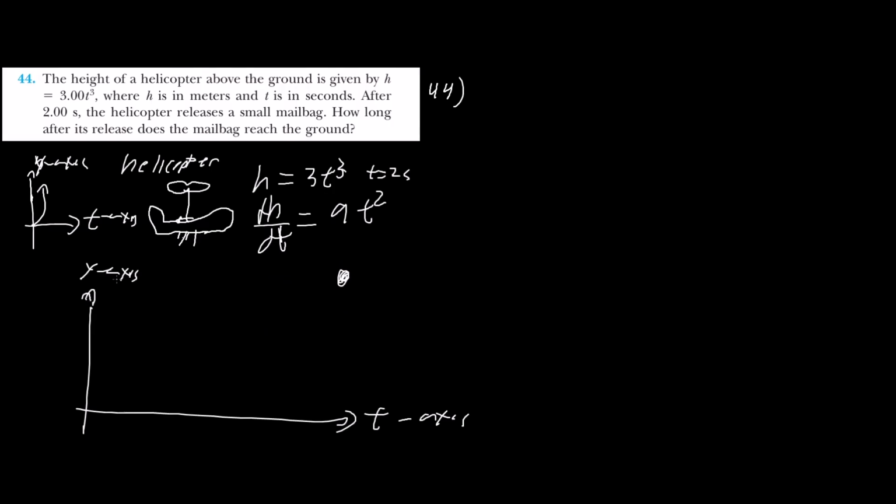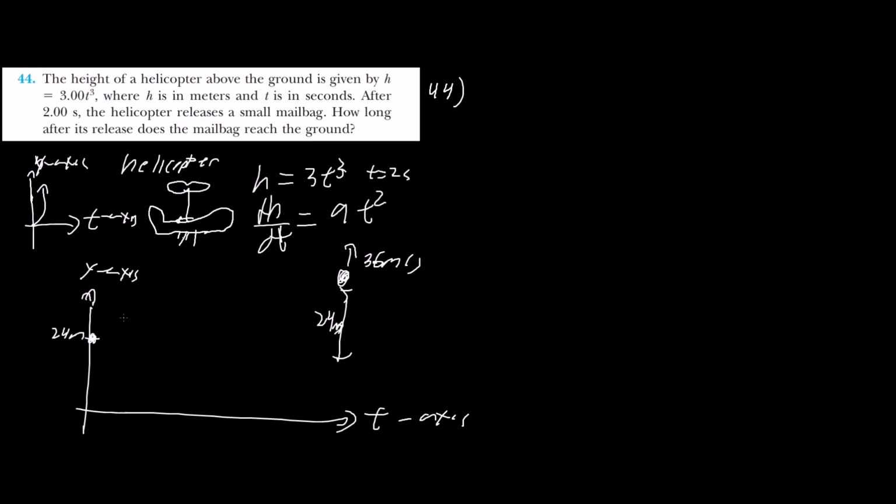But anyways, after the helicopter releases the bag, that would be 3 times 8, which is 24 meters. That is where it's going to be initially. So the height is going to be 24 meters upward after 2 seconds, and then the speed is going to be 9 times 4, which is 36 meters per second upward. That's going to be the initial velocity after the helicopter releases the bag. So that's another way of saying that the initial velocity of the bag is 36 meters per second.